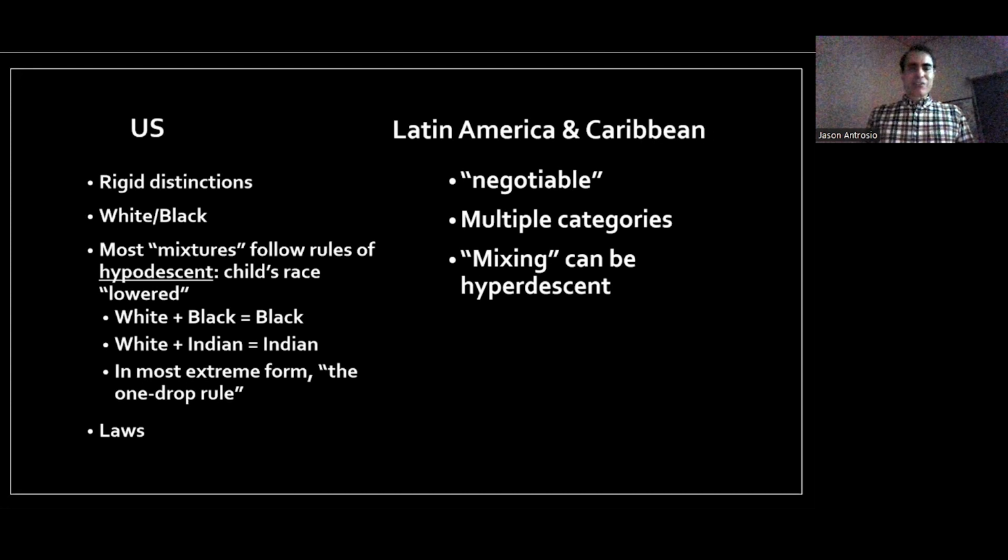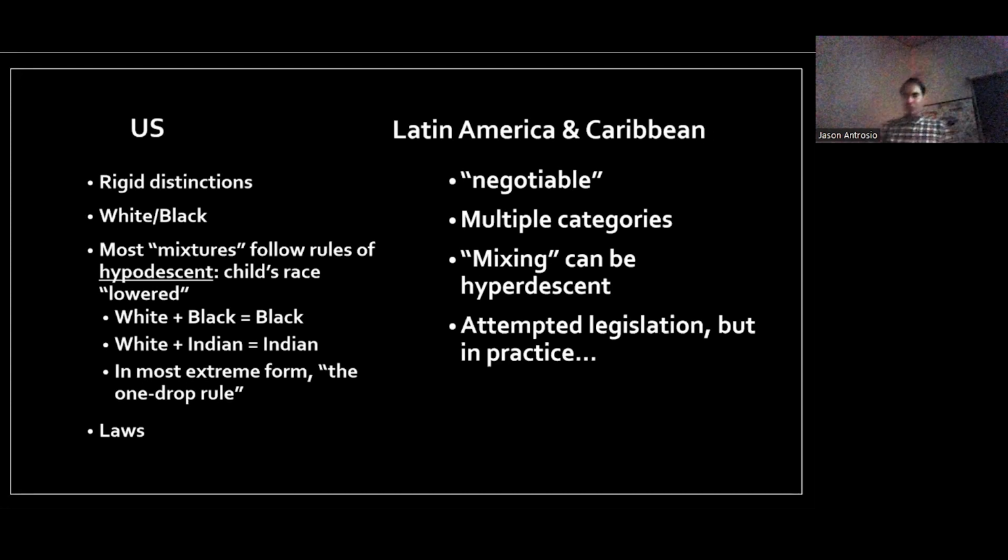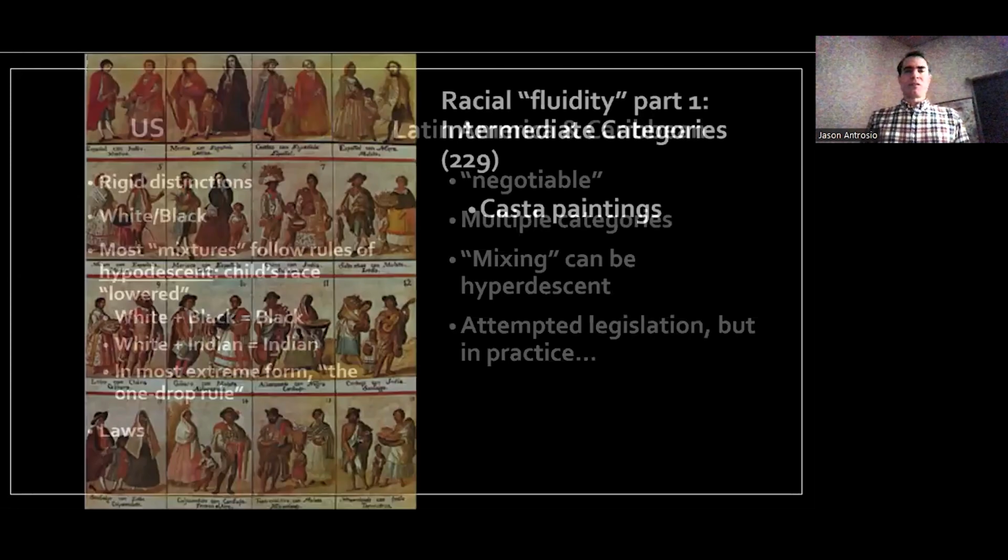Now, as you see in these chapters, there were numerous attempts to legislate people of different ancestry. But in practice in Latin America, this didn't work very well. Again, like in the United States, there were often laws about who could be in a city after sundown, for example. But there was a lot of, as we'll discuss, stuff going on. So in general, the United States has been portrayed as a pretty rigid society when it comes to race, having this white-black distinction, whereas Latin America and the Caribbean have been described as being more fluid. Now, I want to talk about this fluidity in a few different ways.